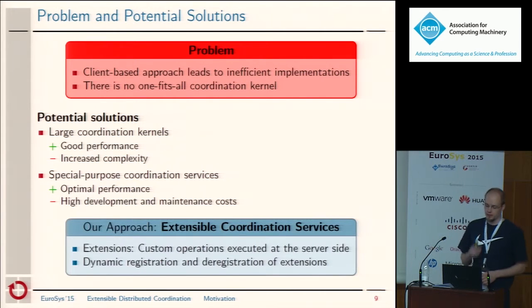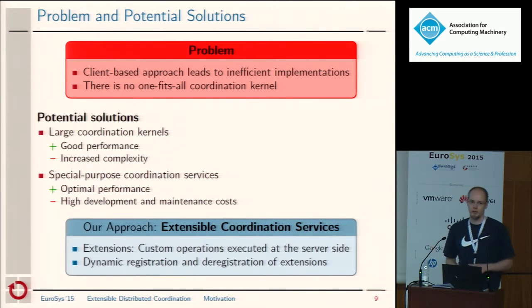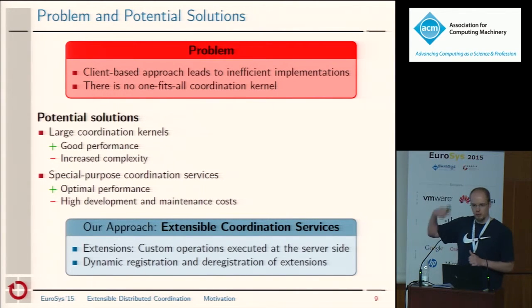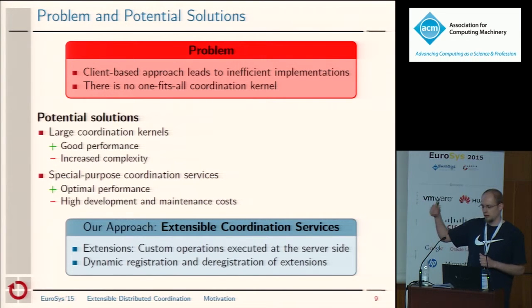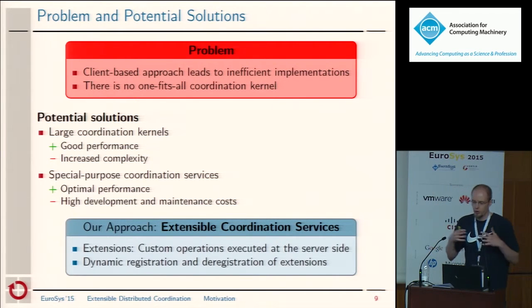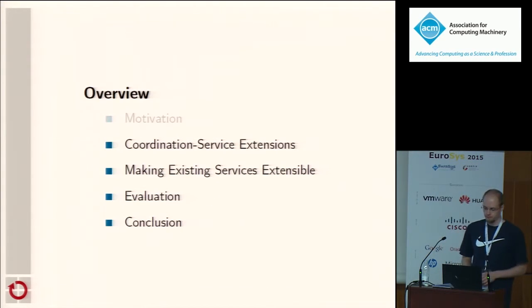So our approach is different. What we did was we made the coordination service extensible. And by that we mean a client is able to write custom operations, to register them at the service, to invoke them as long as it needs them, and when the client does not need them any longer, the custom operations are removed. And this way we would get the best of both worlds. We would still have a small coordination kernel, but we will achieve good performance due to executing most of the stuff at the server.